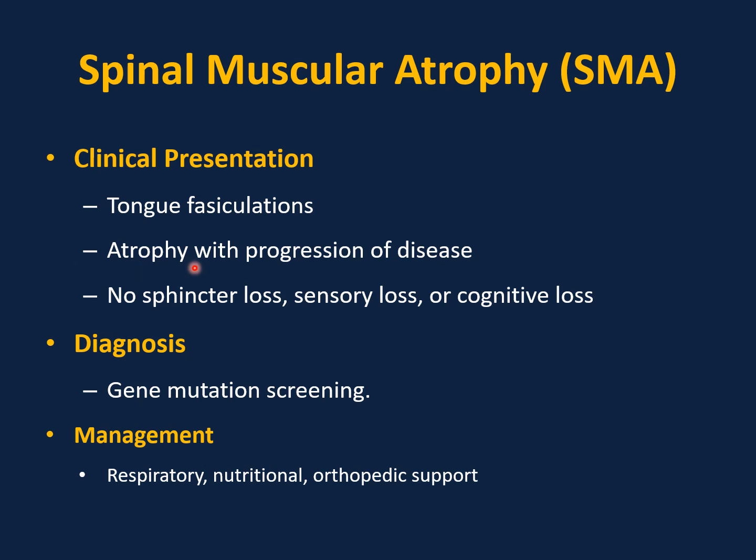Atrophy or muscle atrophy. So the muscle wasting is unique to the lower motor neuron lesion, and this disease affects the anterior horn cells. No sphincter loss, no sensory loss, the cognition is okay. So these functions are normal: the sphincter, the sensation, and cognition. Diagnosis is genetic mutation screening. Management is supportive: respiratory, nutritional, and orthopedic support.